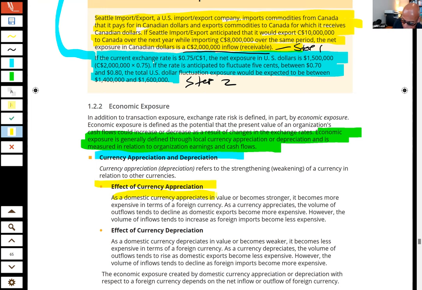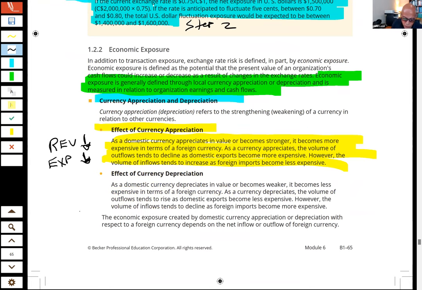As domestic currency appreciates in value or becomes stronger, it becomes more expensive in terms of a foreign currency. A currency appreciation means the volume of outflows tends to decline as domestic exports become more expensive. However, the volume of inflows tends to increase as foreign imports become less expensive. So what's happening? Our revenue is going to come down. At the same time though, our import costs will come down, okay? So it really becomes a function of the volume of what we're importing or exporting. That holds for both currency appreciation and currency depreciation.